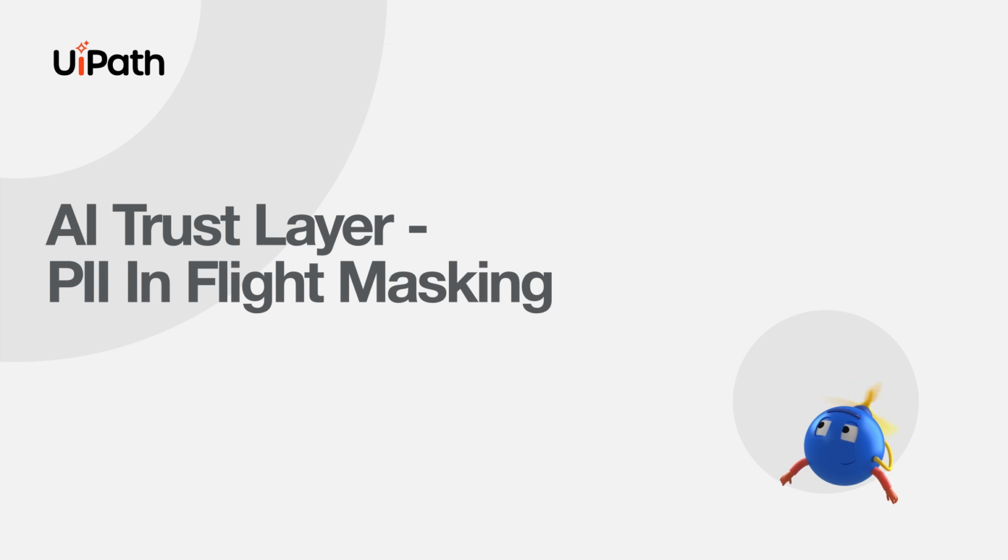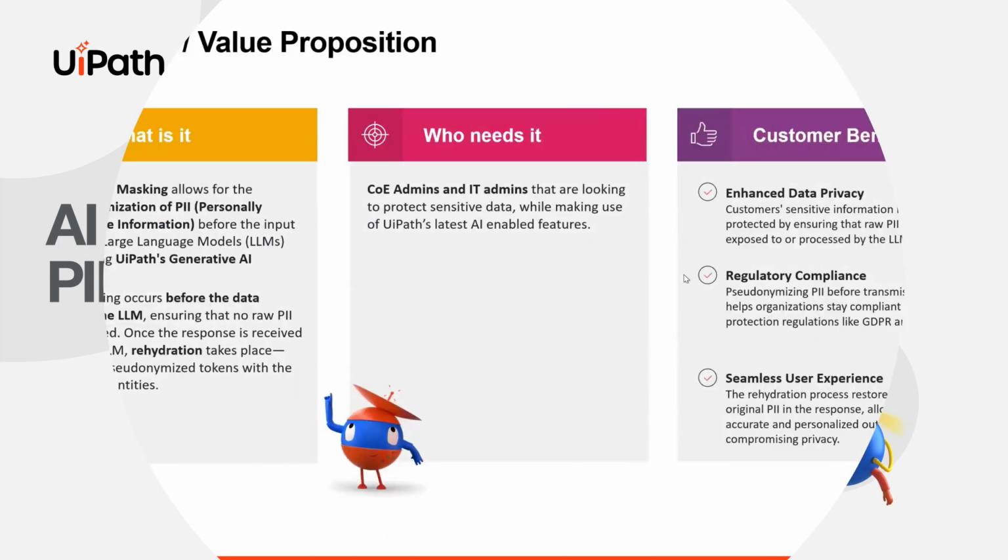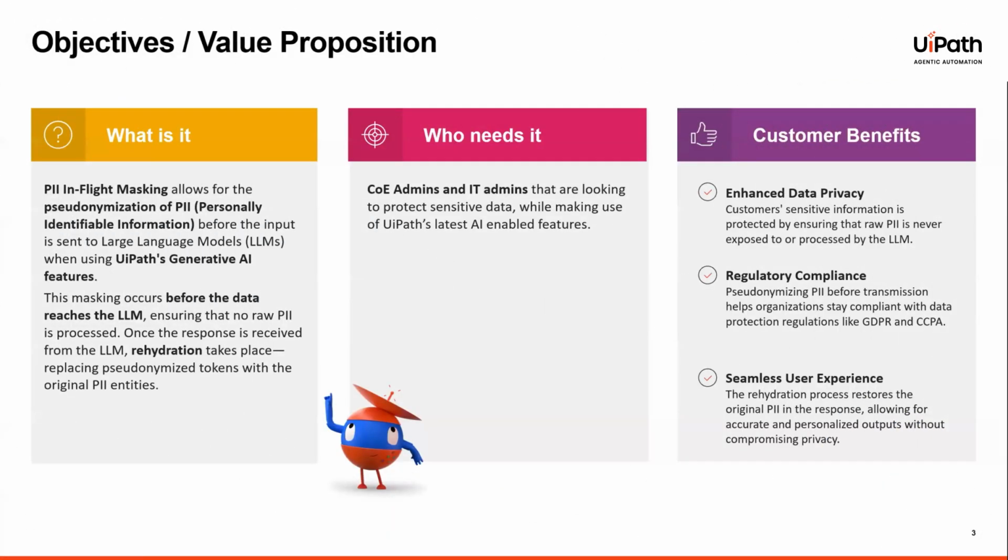I'm going to kick it off with AI trust layer, PII masking. So let's start with why do we protect data? And the answer is because trust is everything.